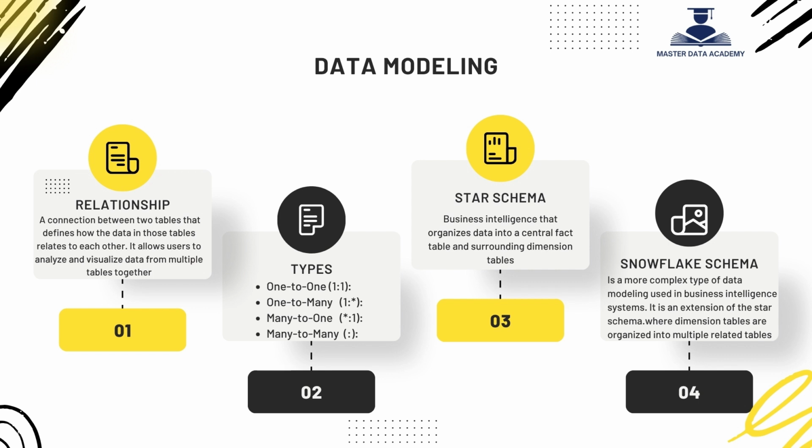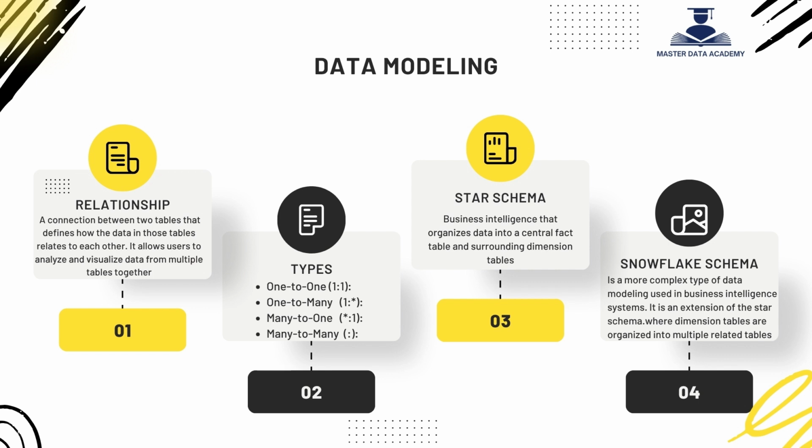Step 2. Types of relationships. Next, let's understand the types of relationships you can create. There are 4 main types. One-to-one, where a single record in one table connects to a single record in another table. This is less common but useful for scenarios like mapping one employee to one company asset.